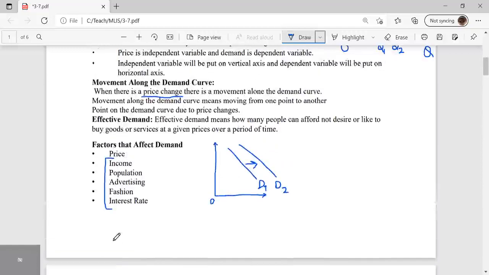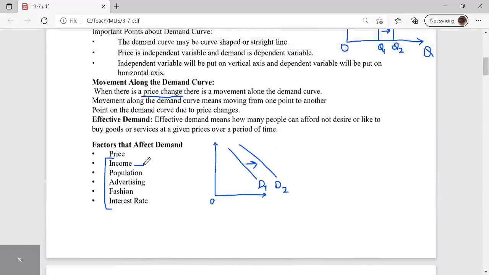I hope we are clear with the price. Now let's talk about the other factors. If income rises, what will happen? Demand will also rise. It will shift to the right. And if income falls, demand will fall. That's the normal situation.